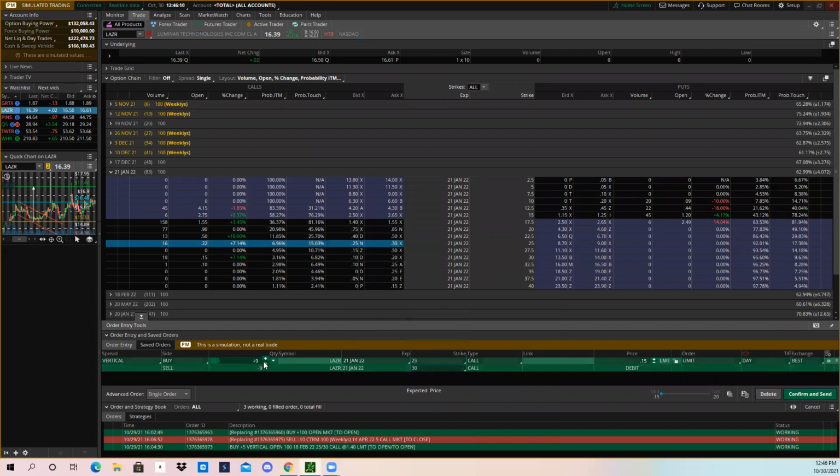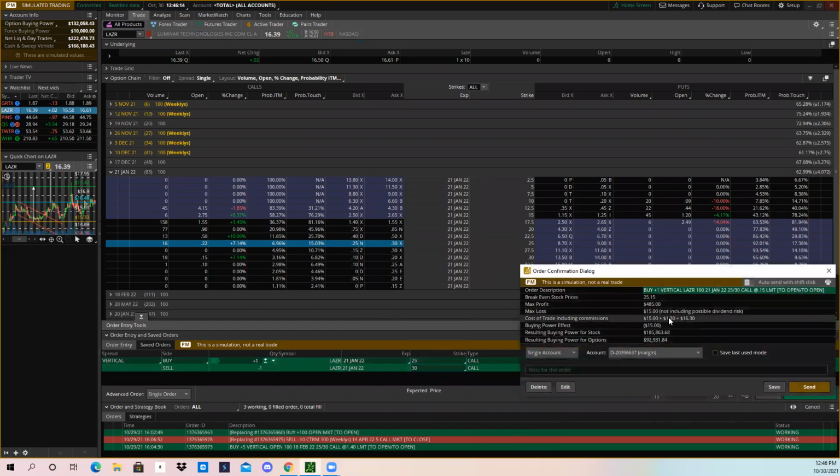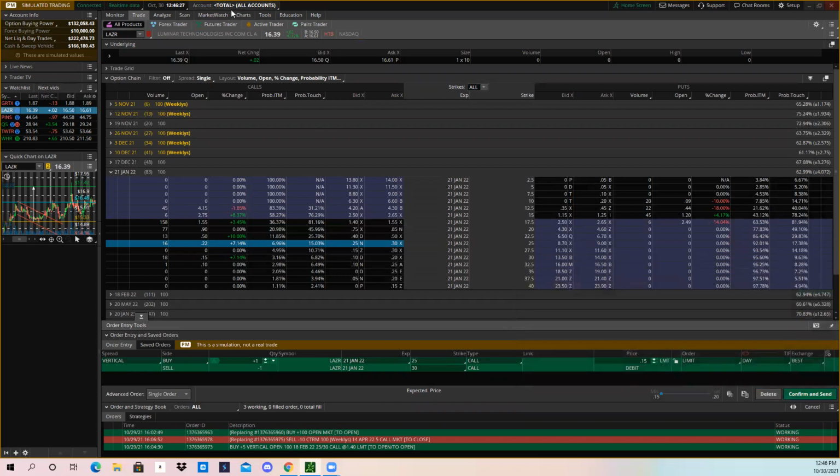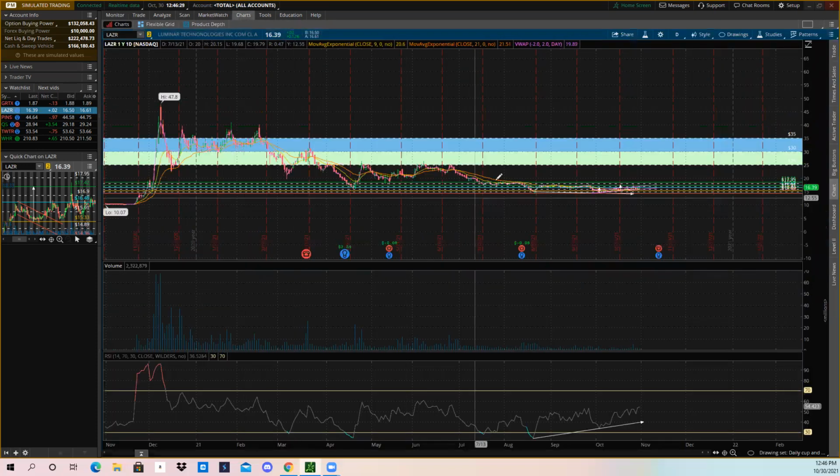We'll go down here to 1. And the cost for one of these is going to be $16. Max loss is going to be $15, but your max profit is going to be $485 out of 15. So I mean, the insane profit amounts there is just wild. And you say, wow, man, I'm basically betting on the stock to go up 100%.